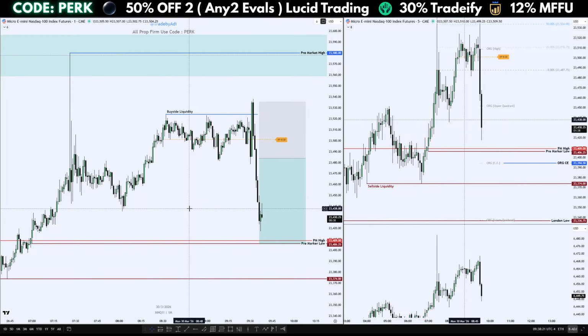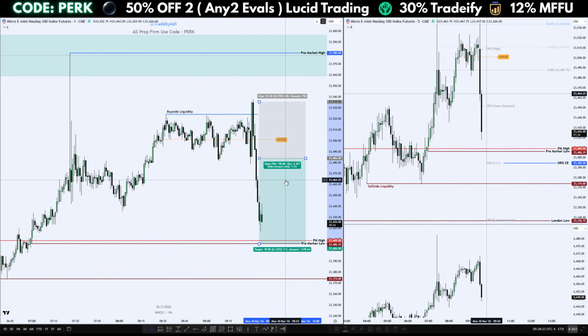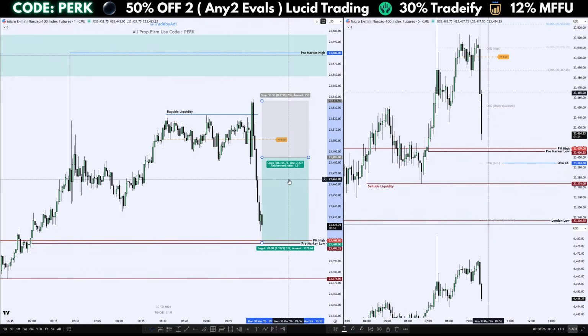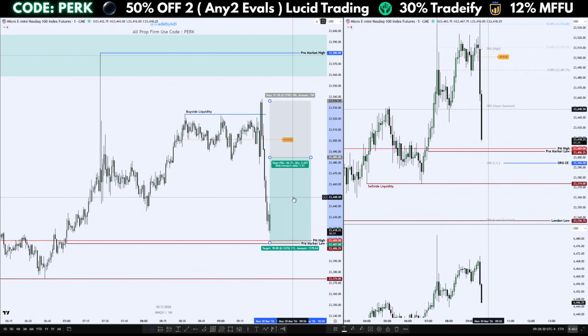I'm not in a trade, bro. Price did not rebalance, but I was showing you this is the setup. If price is doing retracement, then it is good to go.